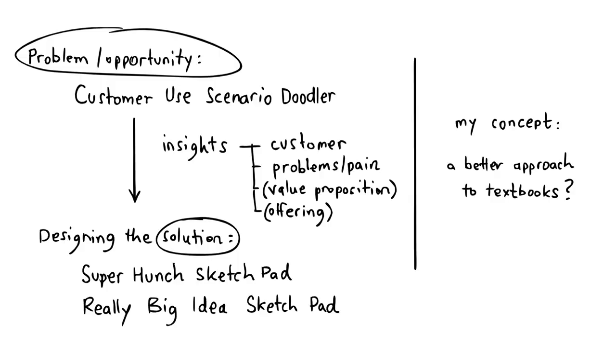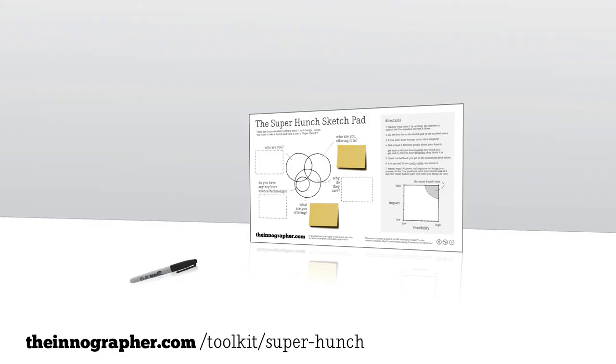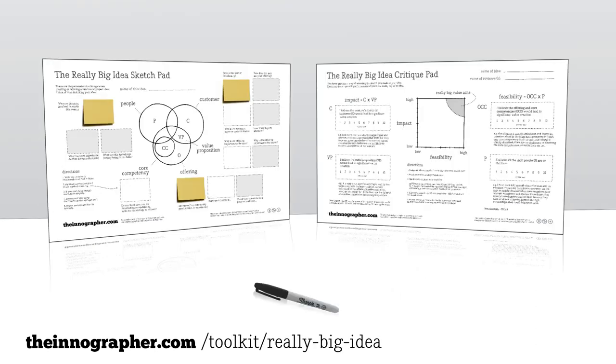That's when you can move down to the solution space, and that's where I want to point you to the Super Hunt Sketchpad, or the Really Big Idea Sketchpad, or perhaps you're already in the business model phase. Whatever it might be, that's where you shift to solution. I'll just show you a couple sketches here, pictures of the Super Hunt Sketchpad, and that's where you can find it. So this is where you could bring that insight back and refine the sketchpad, refine the hunch, or bring the insight you've gained from the customer use scenario back and refine the Really Big Idea Sketchpad. That's what I want you to do after having done that.